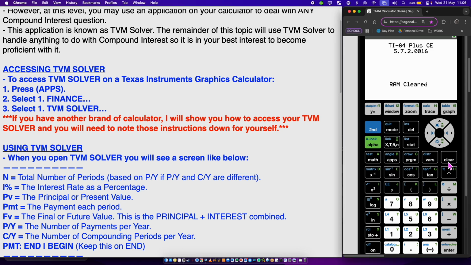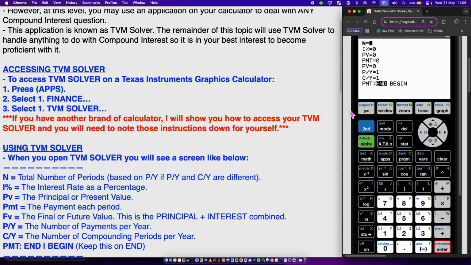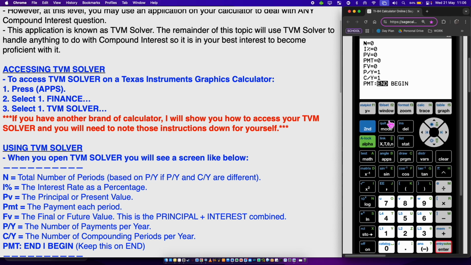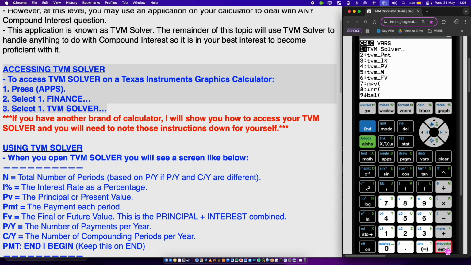Let me demonstrate it to you on the calculator. You have an Apps button, Apps, select one, Finance, Enter, select one, TVM Solver. Does anyone this year have a non-TI calculator? Last year I had a couple of Casios. If all you're using is Texas Instruments, I only have to do one set of instructions. So can you please get how to access TVM Solver? Remind you again, Apps, Finance, Enter, TVM Solver, Enter.